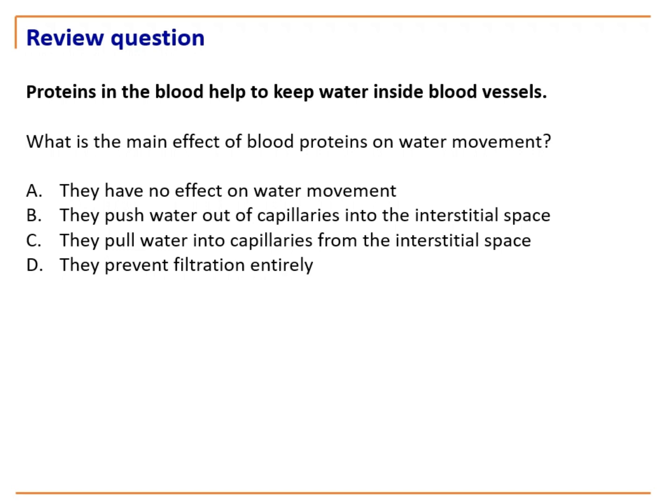So proteins in the blood help to keep water inside blood vessels. What is the main effect of blood proteins on water movement? So A, B, C, or D? Hopefully you said C, they pull water into the capillaries from the interstitial space. So that's at the venous end. And what follows, or what's dissolved in that water, comes with it. So your dissolved CO2s, your bicarbonates, your glucoses, your oxygens, whatever else it might be.